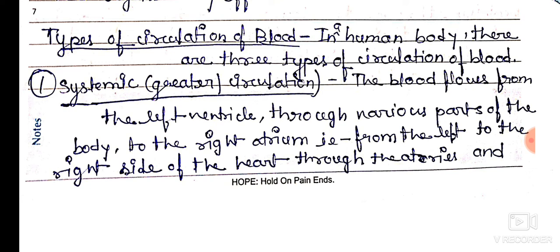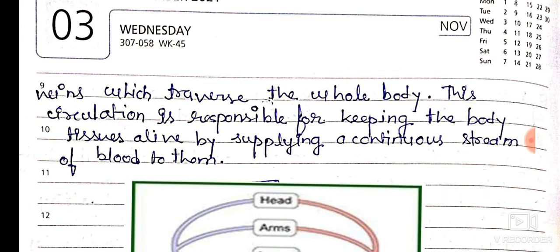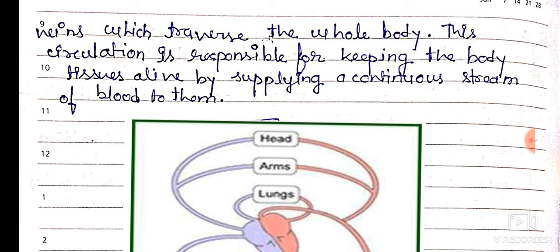First is systemic, or greater circulation. The blood flows from the left ventricle through the various parts of the body to the right atrium, from the left to the right side of the heart, through the arteries and veins which traverse the whole body. This circulation is responsible for keeping the body tissues alive by supplying a continuous stream of blood to them.